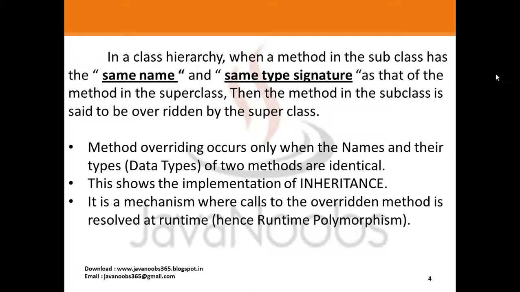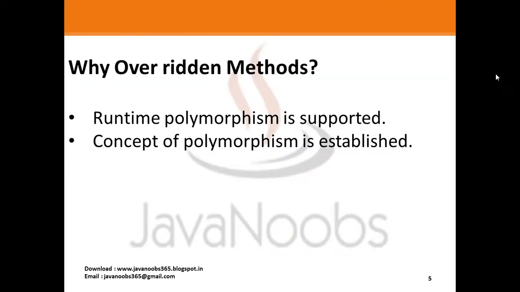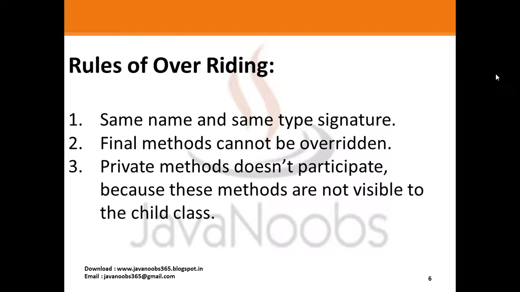This shows the implementation of inheritance. It is a mechanism where calls to an overridden method are resolved at runtime. Hence runtime polymorphism. So any calls made to these methods will be resolved at runtime. That's the reason why it is called runtime polymorphism, or dynamic binding or late binding. Why do we need overridden methods? Because runtime polymorphism is supported in the first place and the concept of polymorphism is established. So these are the reasons why overridden methods are needed.